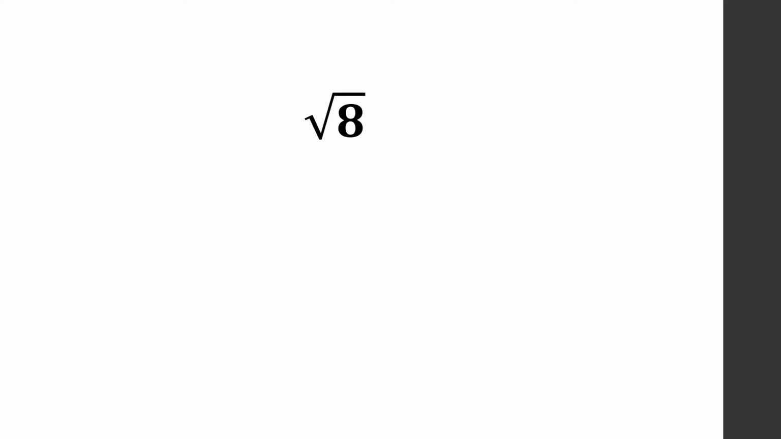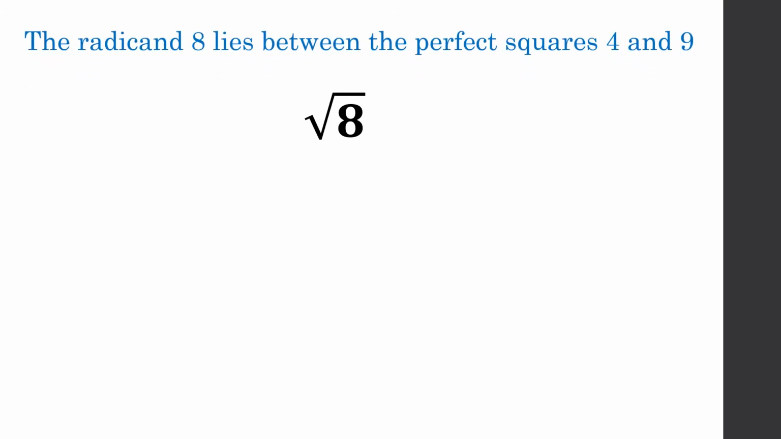First example, we have square root of 8. We know that 8 is not a perfect square. Therefore, the answer here is not rational and we call it irrational. And since our answer here is irrational, first we have to get the two perfect squares where 8 lies in between. So that is 4 and 9.